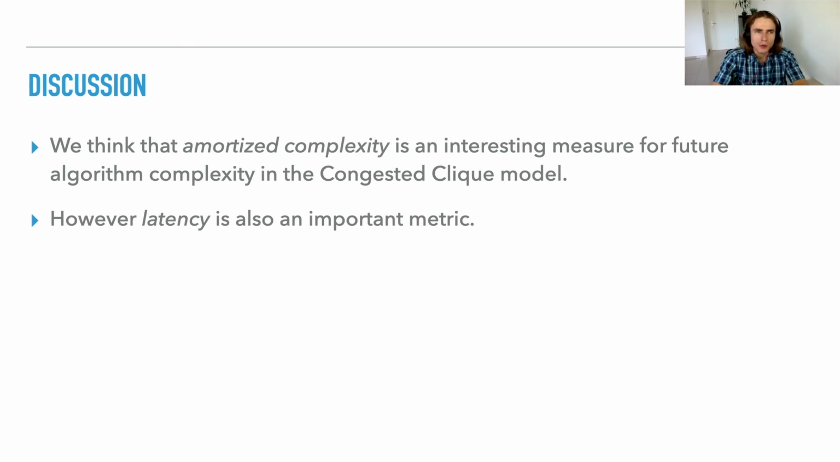In this paper, we also apply our algorithm to obtain amortized algorithms for additional problems. We argue that the question of amortized complexity is interesting in the congested clique model. However, when developing fast amortized algorithms, we should also avoid solutions which result in large latency, meaning they take a long time before the first job terminates.